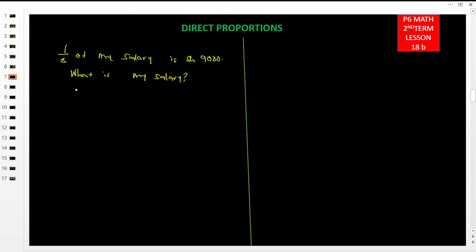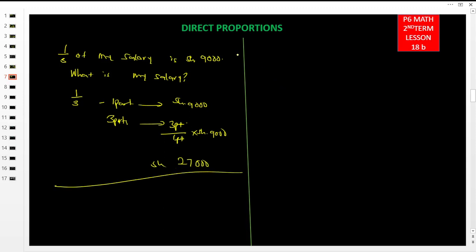So a third of my salary, meaning that 1 part of my salary represents 9,000 shillings from what I've explained. How about the total parts here? The 3 parts, they are going to be inverted L, which is 3 parts here over 1 part times 9,000 shillings. A part goes with a part, so 3 times 9, that's going to be 27. Add on the 3 zeros, then it is 27,000 shillings.